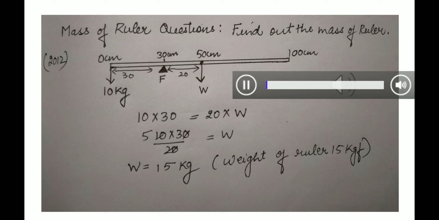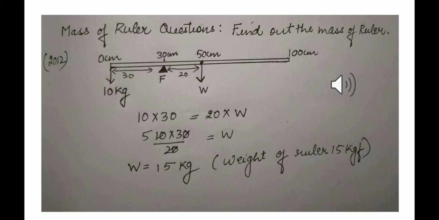Now this is a question of the 2012 board papers. In this question, we have a meter ruler and we have to find out the mass of the ruler. You will get many questions like that. Right now I mentioned in the earlier slide that the weight of the ruler will always act from the center of the ruler. That means the 50 centimeter mark.